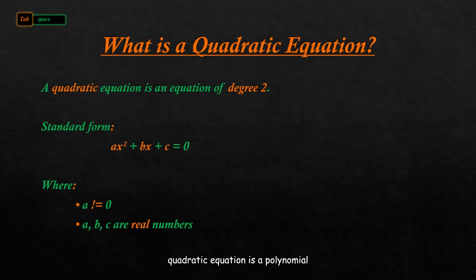A quadratic equation is a polynomial equation of degree 2 characterized by the presence of a squared term. Its canonical form is expressed as ax squared plus bx plus c equals 0. The coefficient a must be non-zero, for its absence would reduce the equation to a linear form. The constants a, b, and c govern the structure and behavior of the equation and play a decisive role in determining its solution.